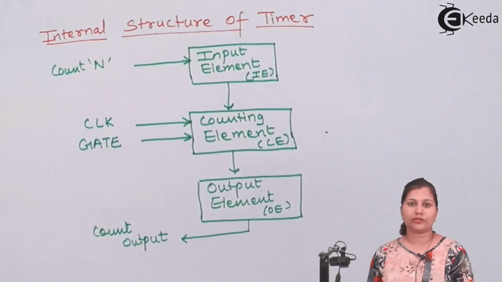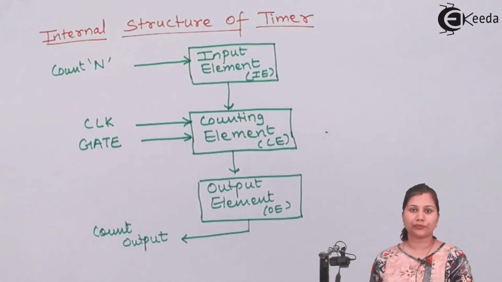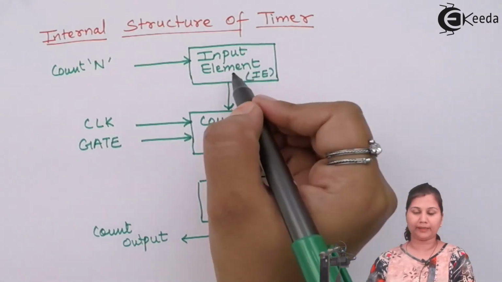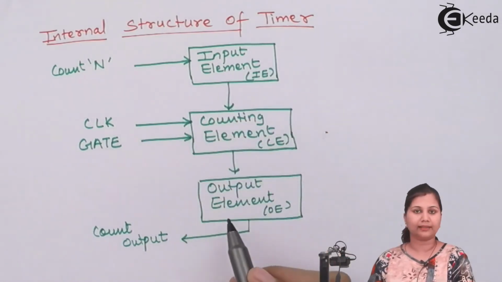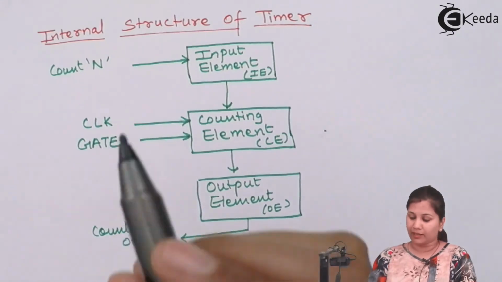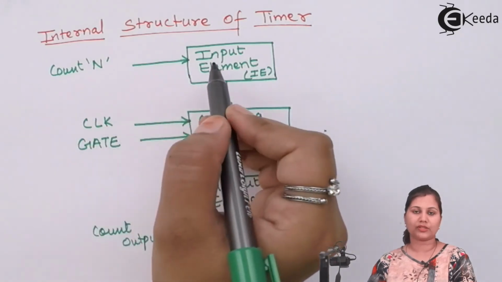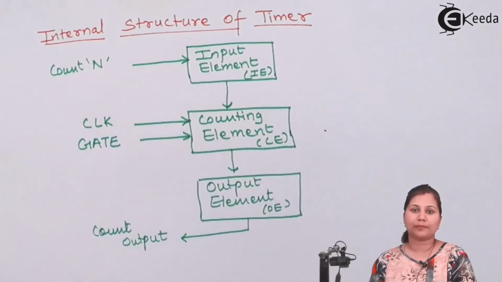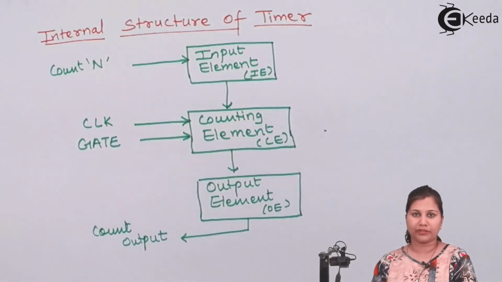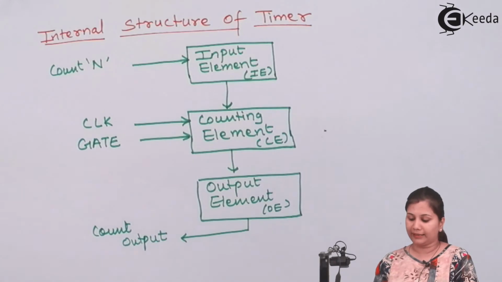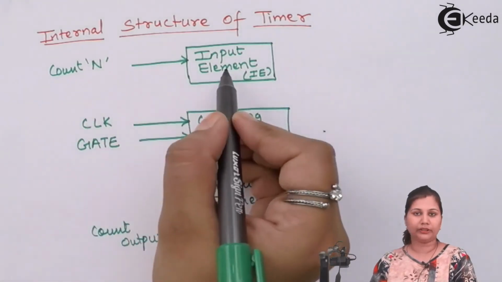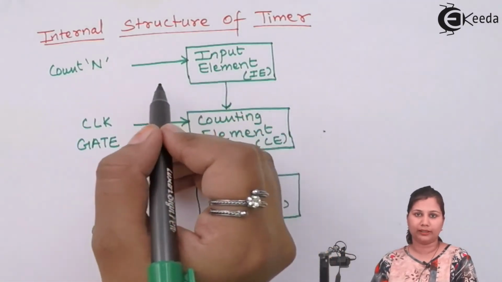The internal structure of the timer consists of three elements: the input element, the counting element and the output element. The function of the input element is to get the count which is loaded by the central processing unit of the microprocessor. The microprocessor provides the count through the data bus buffer, and that count is loaded into the input element of the timer.